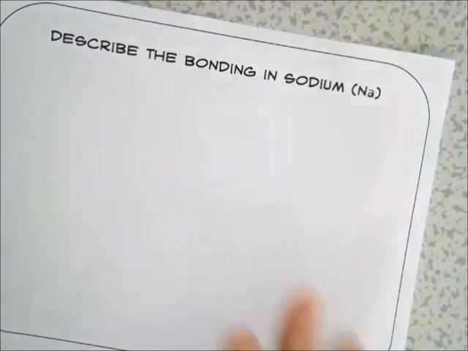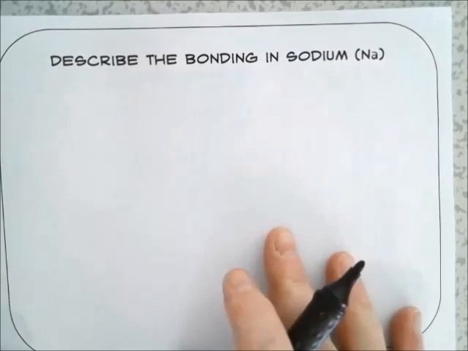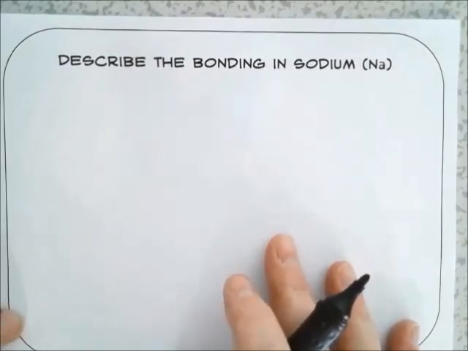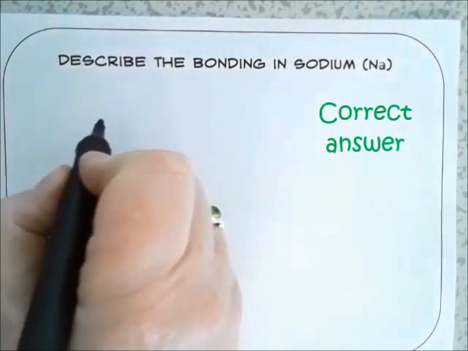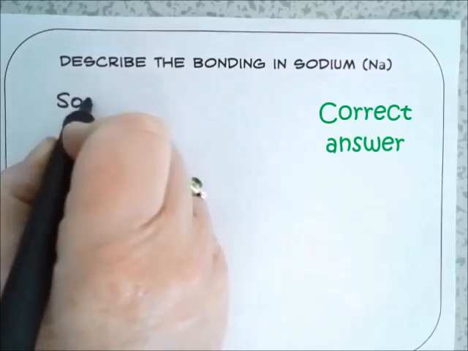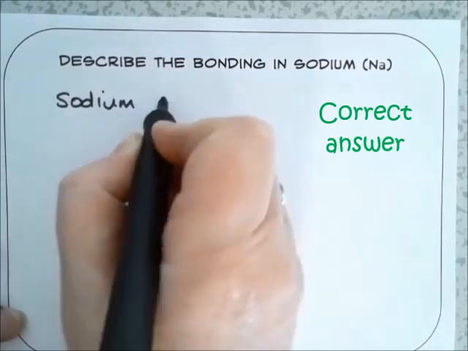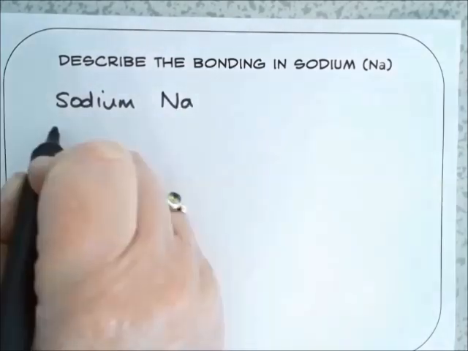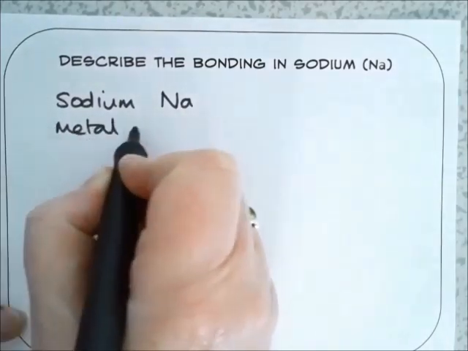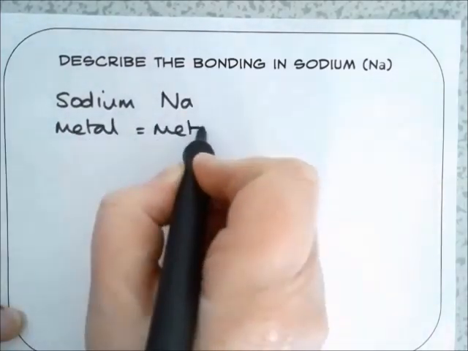So now let's look at the perfect way to draw and describe the bonding in sodium. So we need to remember that sodium is a metal, and if you're not sure, you can always look it up on the periodic table, find the symbol Na on the left. That means it's a metal. So if it's metal, it's metallic bonding.